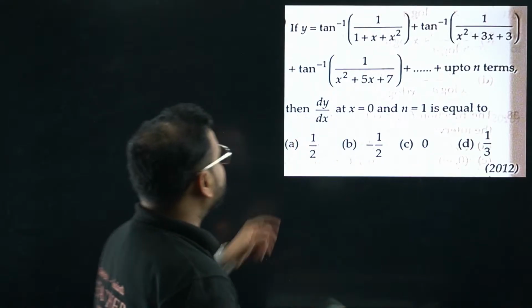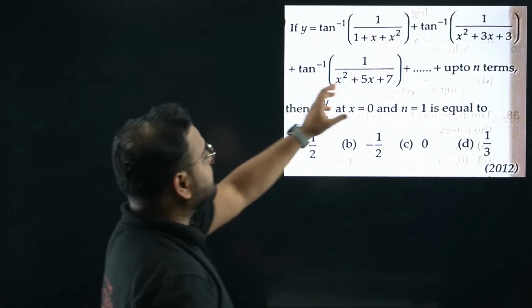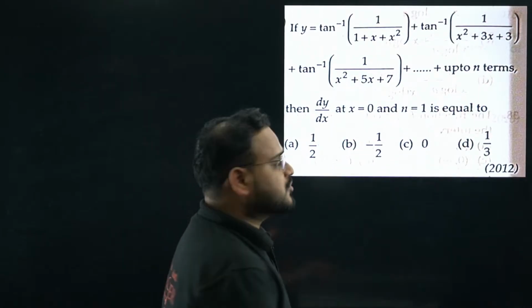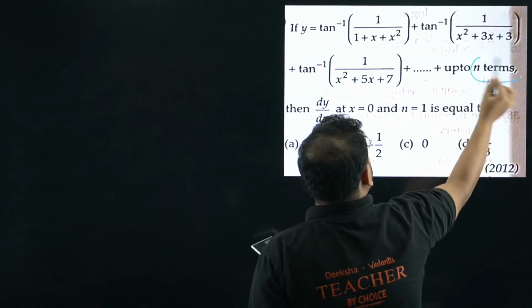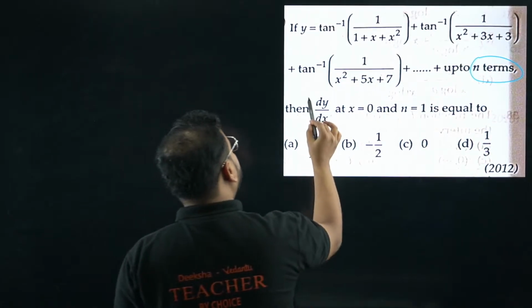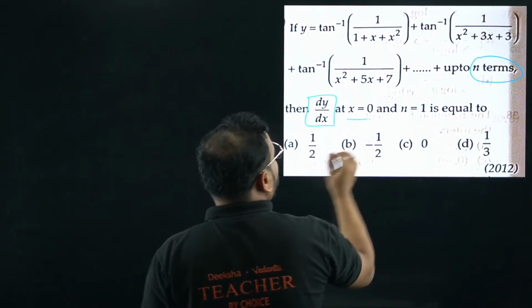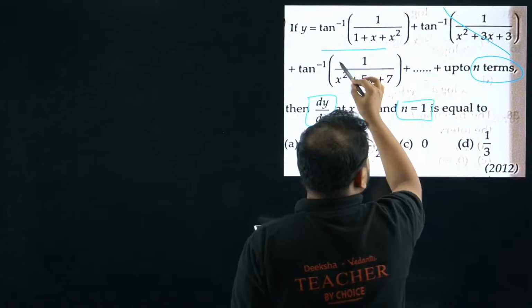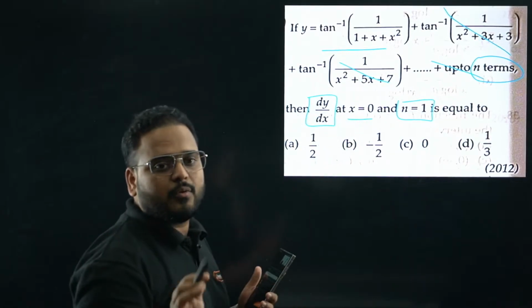In this problem, y equals tan inverse of something like 1 plus x square is given up to n terms. This series is written like this. But they are asking for the derivative when x is 0 and n is 1. N is 1 means only the first term, so all the rest doesn't matter. Only the first term we need.